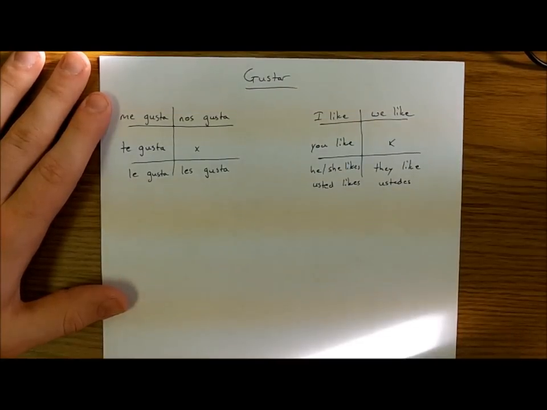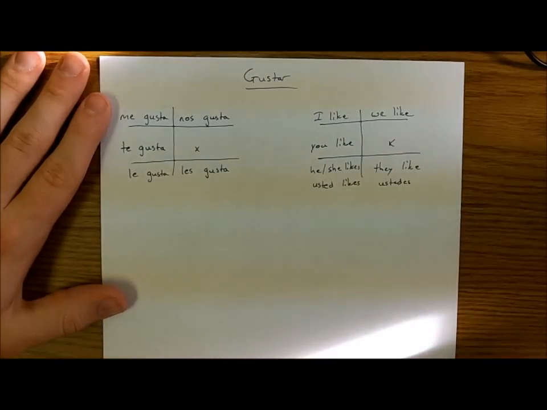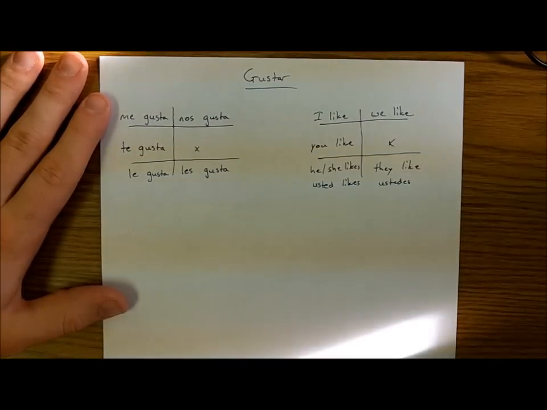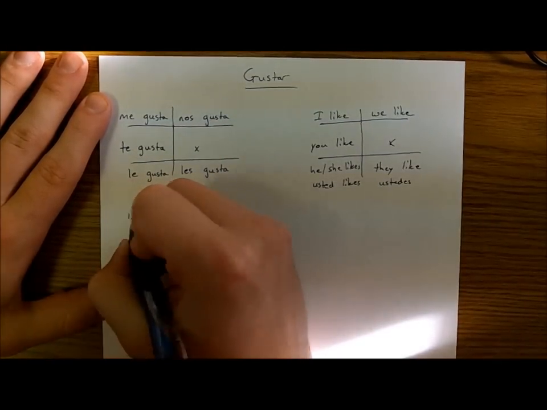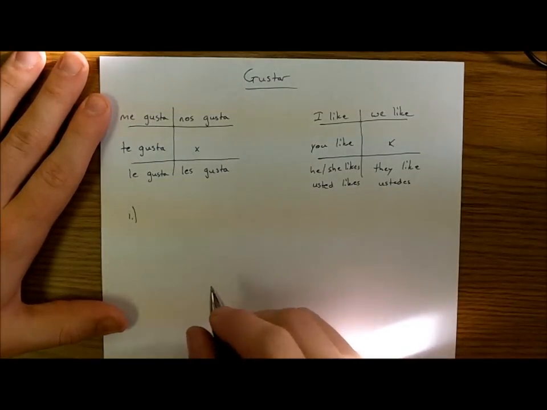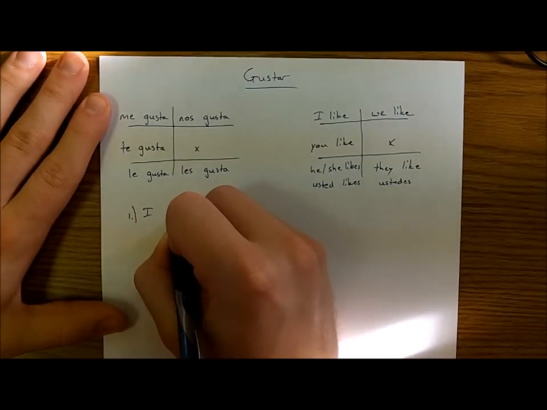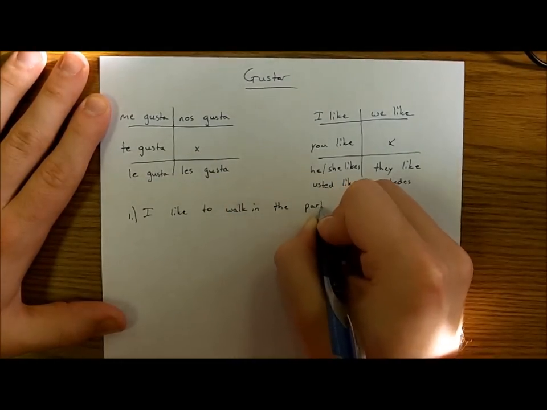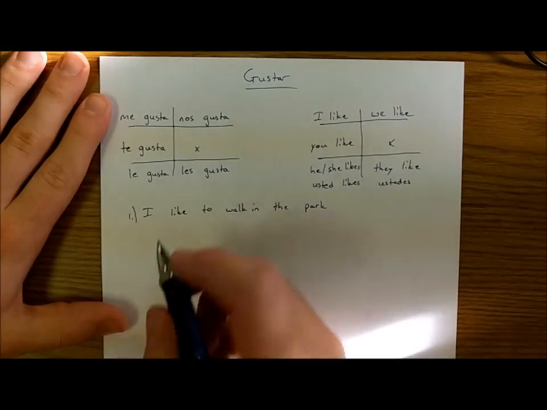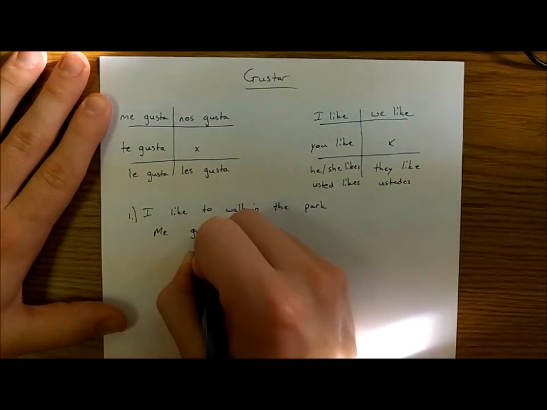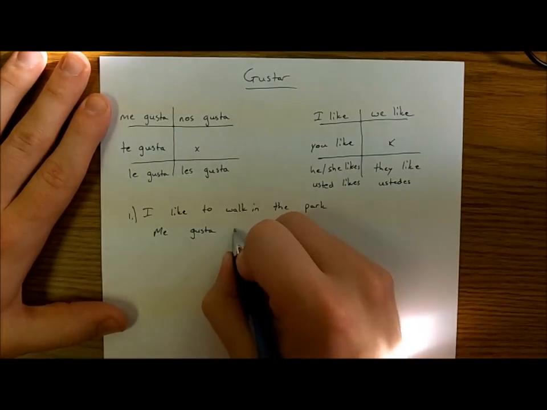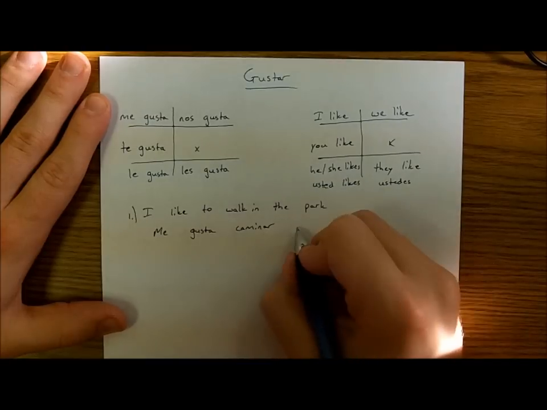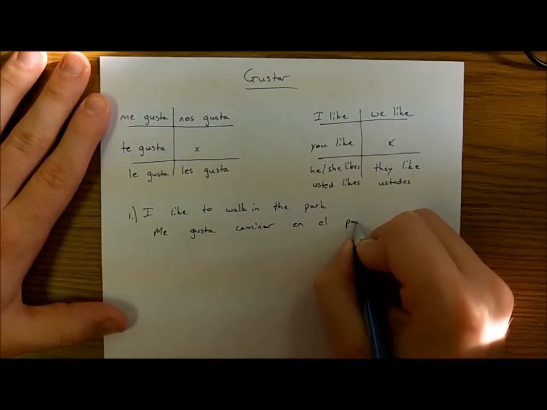When we're first talking about these words, the first thing we need to talk about is how to use them with verbs and with one or more objects. To begin with, let's go to some examples. First example is, I like to walk in the park. First of all, we need I like. We know that as me gusta. To walk is the verb caminar, in the park, en el parque.